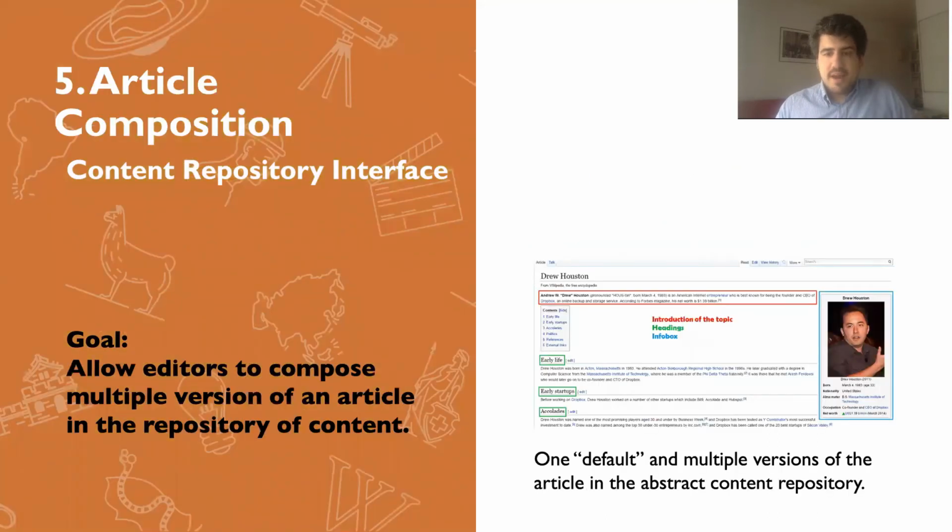Number 5 is article composition. We need to allow editors to easily compose and save multiple versions of an article from all the modeled perspective. This way, editors can adapt an article to their context. A default composition should only exist for a matter of efficiency.